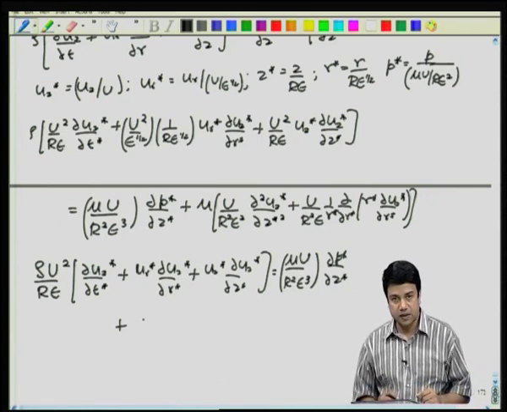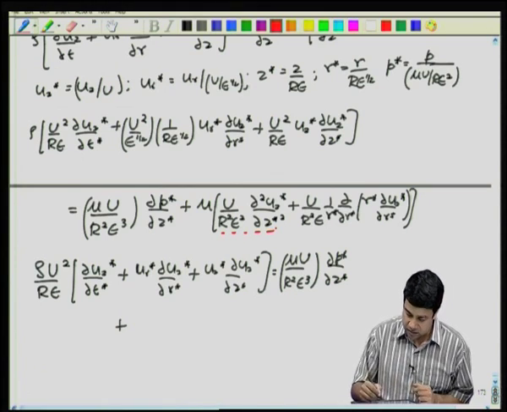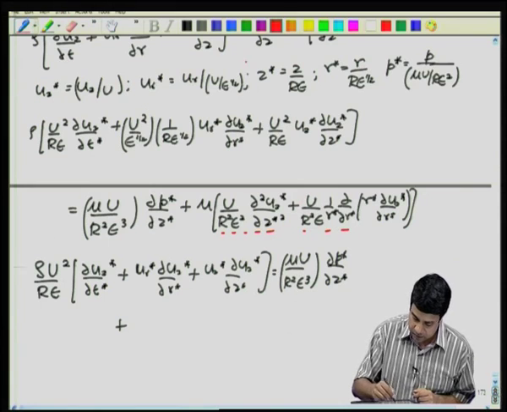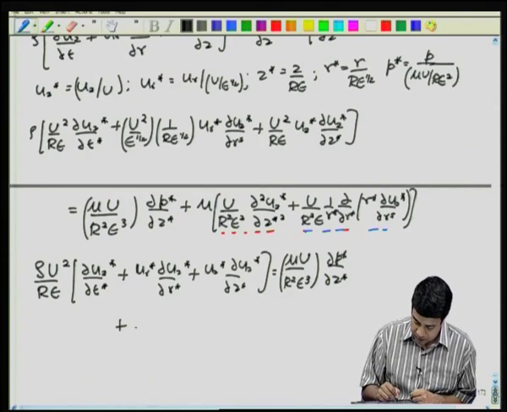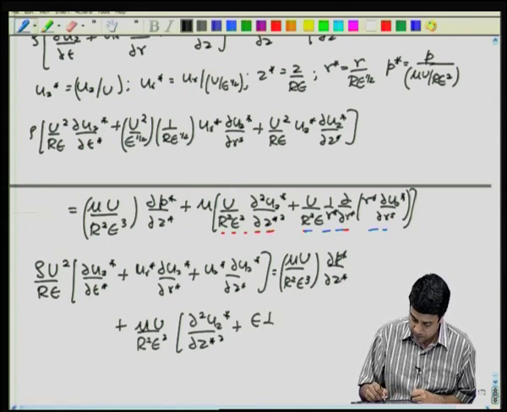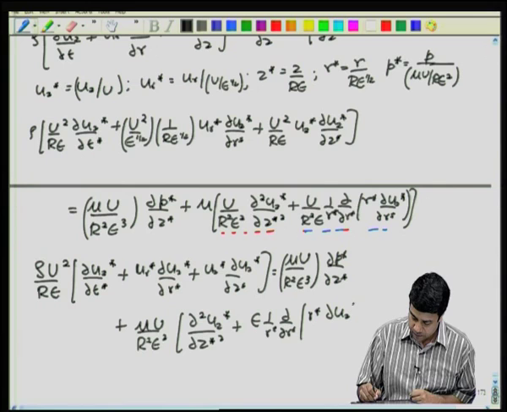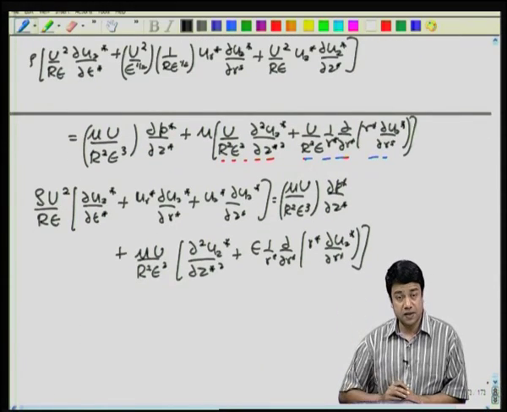plus, in the second term here, as usual, the derivative with respect to z is much larger than the derivative with respect to r. Okay, so I can take that out as a common factor and I will get mu U by R squared epsilon squared, plus epsilon into ... So, that is my final expression. So, this is the scaled equation.